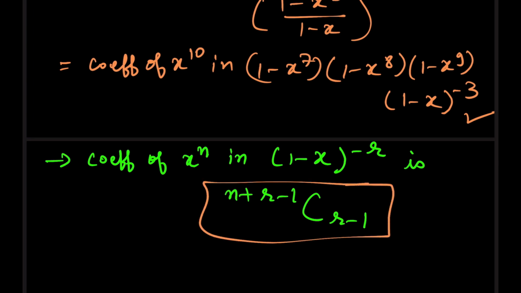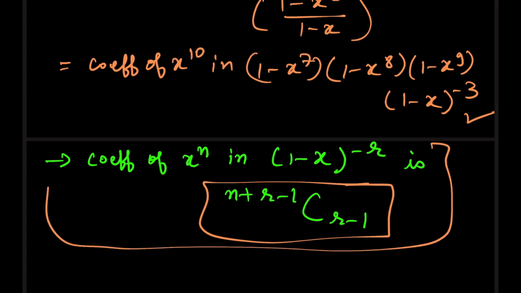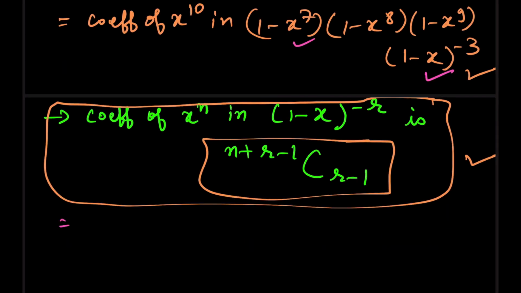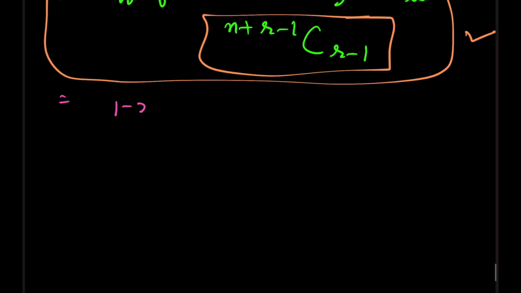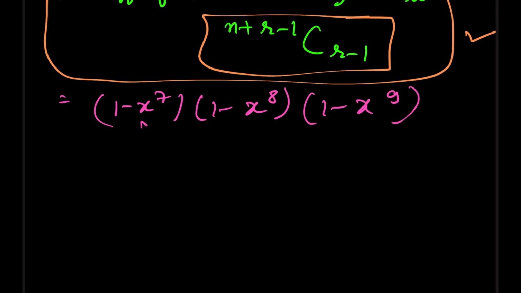If you learn this, you can understand the entire upcoming solution. So what we will do is first multiply these three. If we multiply (1 - x^7)(1 - x^8)(1 - x^9), first multiply these two.